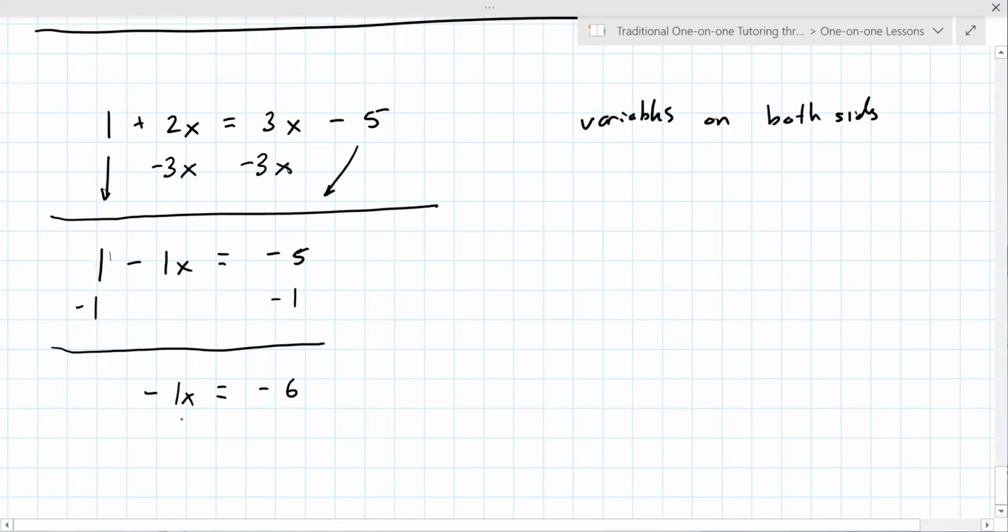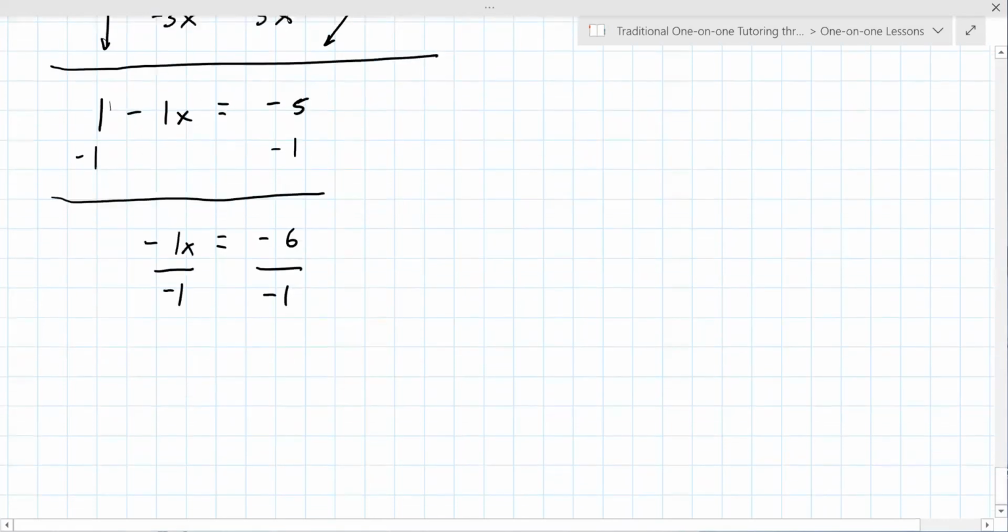Now, this -1 here is multiplying x, so we can undo that by dividing by -1. What is -6 divided by -1? It's 6. Just 6. The negatives cancel. Very good. Okay, let's do another one here.